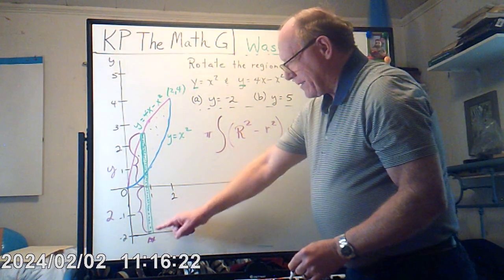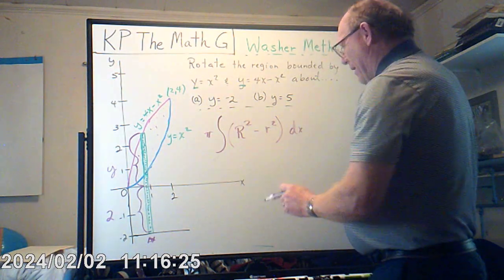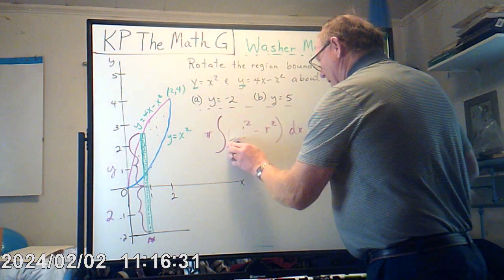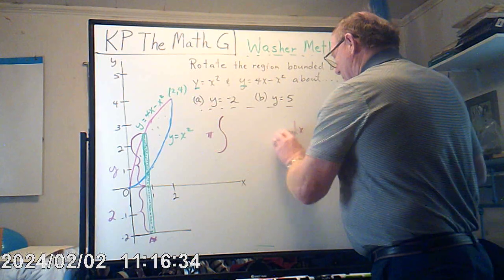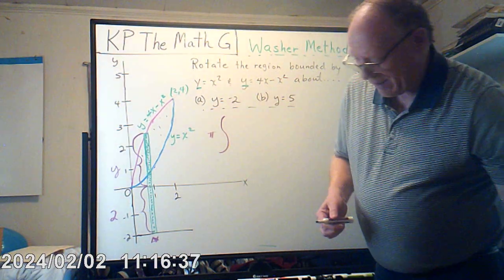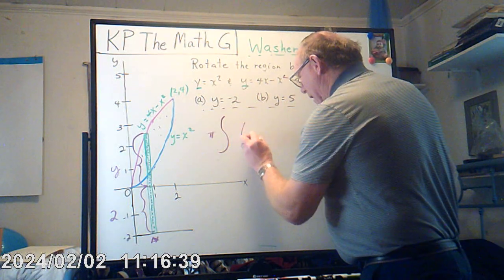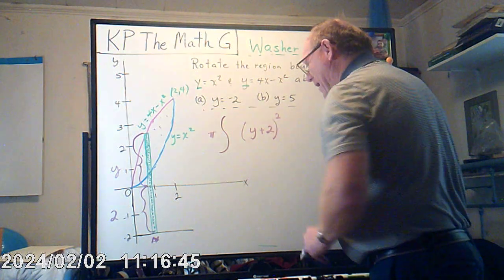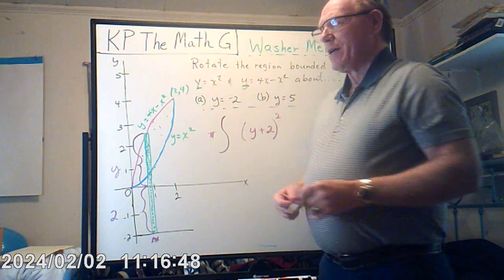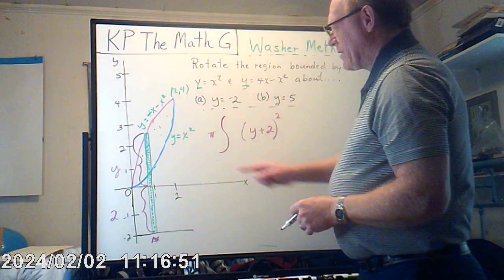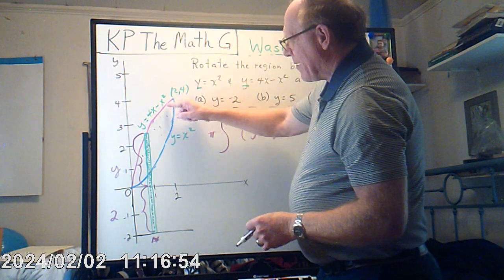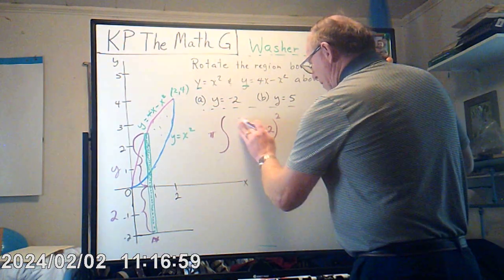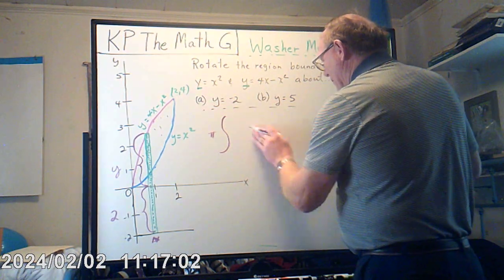The big radius is this length here, y plus 2. And the big R is y plus 2, and we're going to square that. Now, we're not going to leave it in terms of y. We're going to write that in terms of x. So what is this y that we're talking about here? Well, it's 4x minus x squared. So let's rewrite the whole thing.